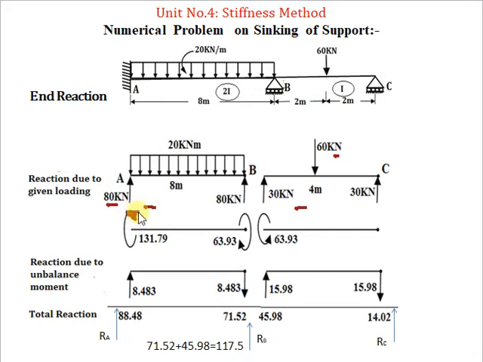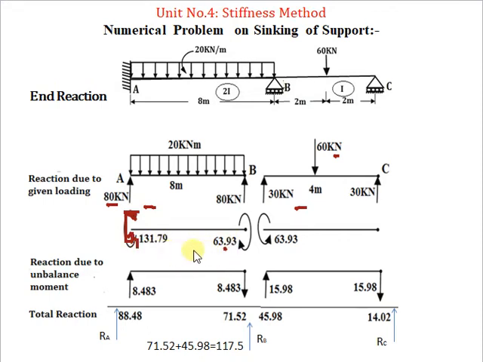So at A there is an end moment in anti-clockwise direction. Positive sign is there, and its value is 131.79, and at B it is in a minus sign, so clockwise direction, 63.93. Now these moments are not balanced because they do not have the same magnitude.